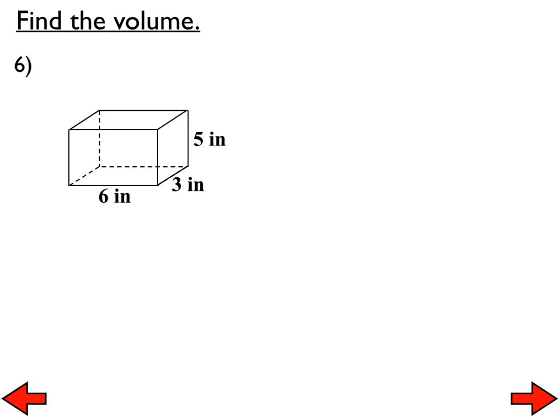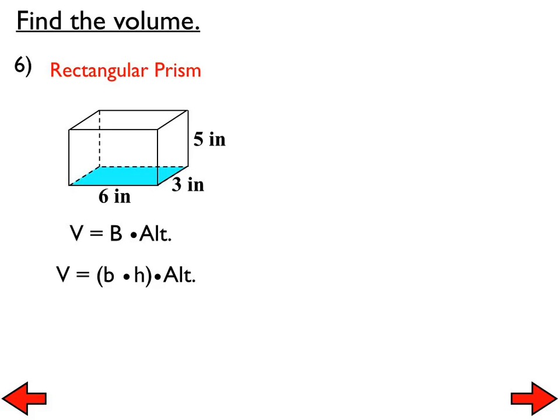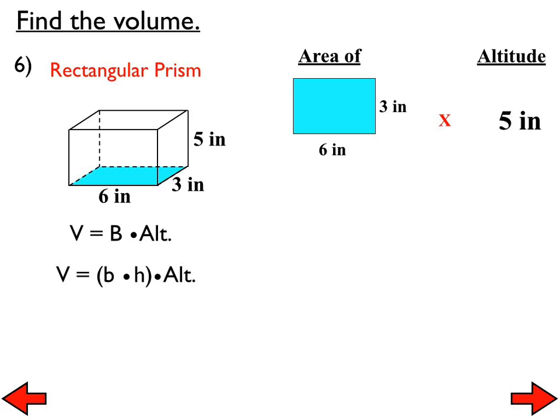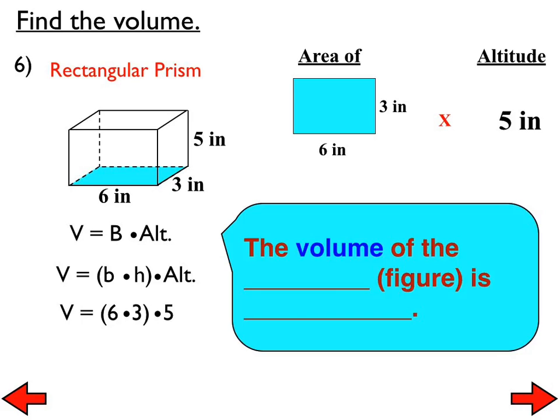All right, so for number 6, we have another rectangular prism. The base is a rectangle that is 6 by 3, so the area of the base is 18. And the altitude is 5, so the volume of the rectangular prism is 90 inches cubed. Everybody now find the volume for number 7.